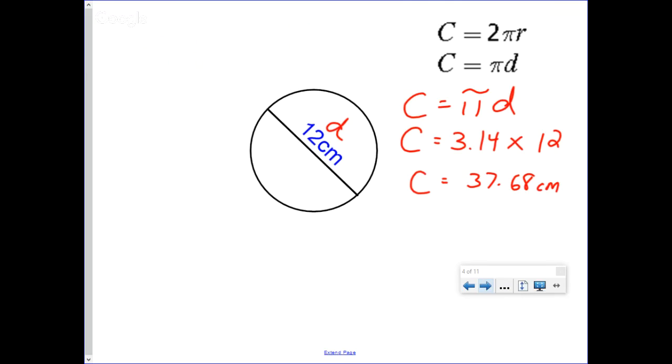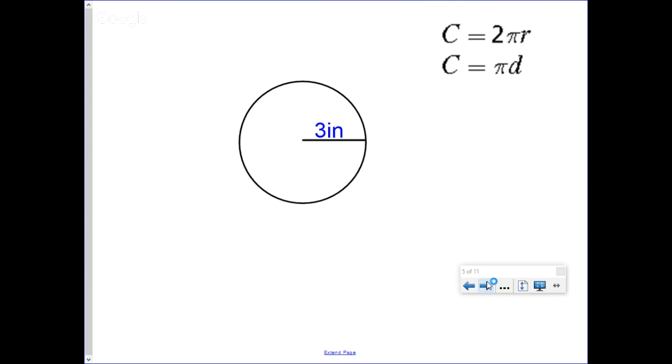Now, the next circle that I'm given is not a diameter anymore. So I can't use this formula because this is an R. So I have to use the formula that has an R in it. And my smartboard is just a little off on my orientation. So let's try that again. We have to use the formula with the R in it, and it's still a little off. No laughing. Okay, so it's a little off. There's the R. Okay. All right, we have to use this formula.